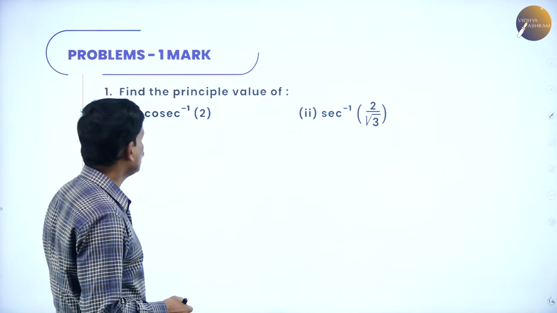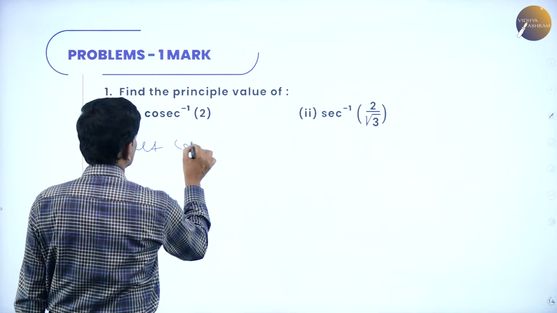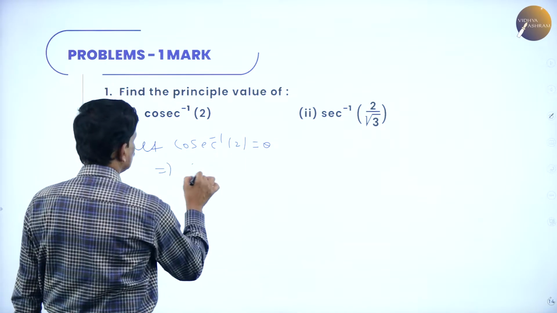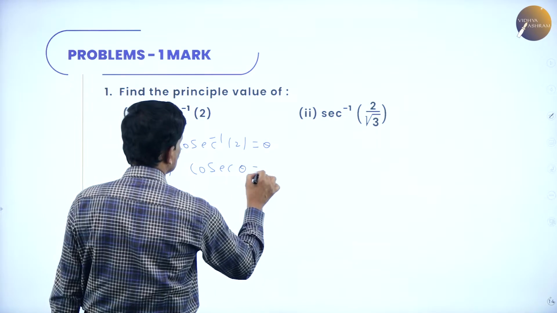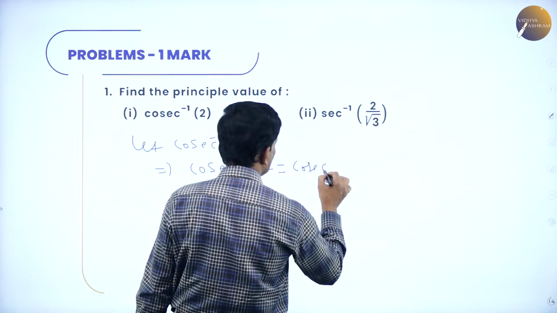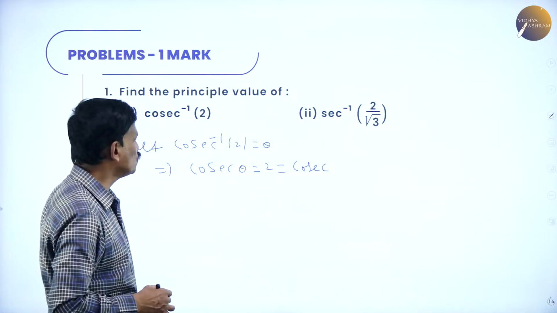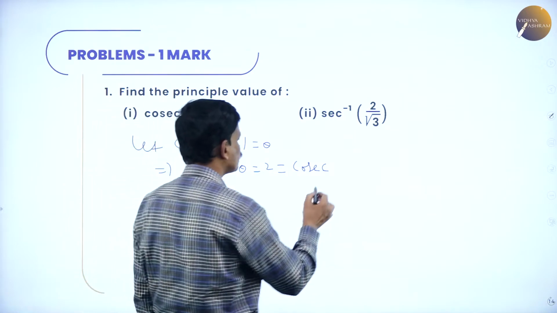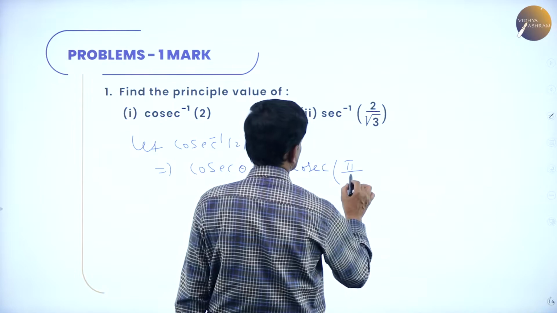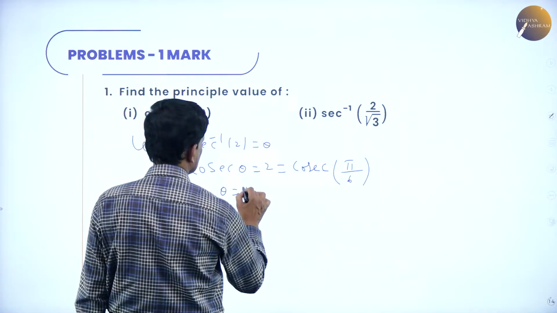Find the principal value of cosecant inverse 2. Let cosecant inverse of 2 be equal to theta, which implies cosecant theta is equal to 2. So, for what value of theta will you get 2? This is nothing but pi by 6. So, here theta is equal to pi by 6.